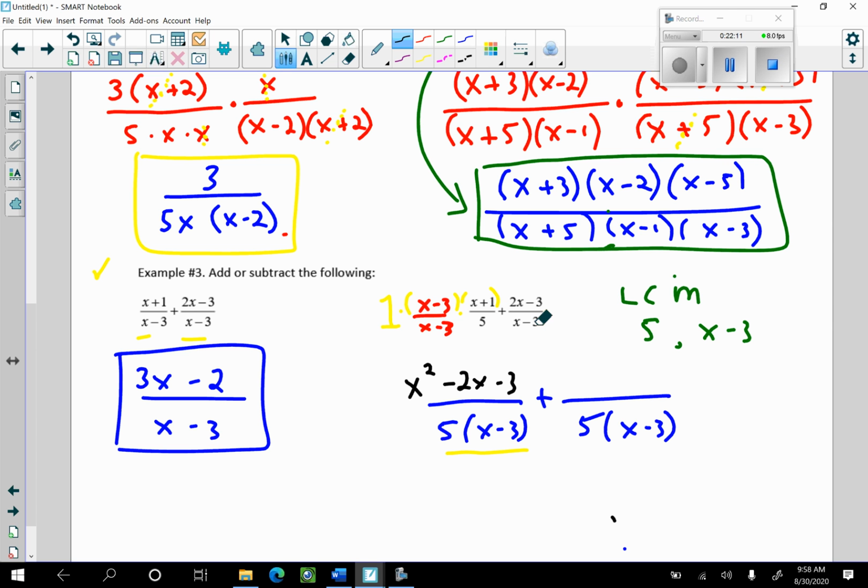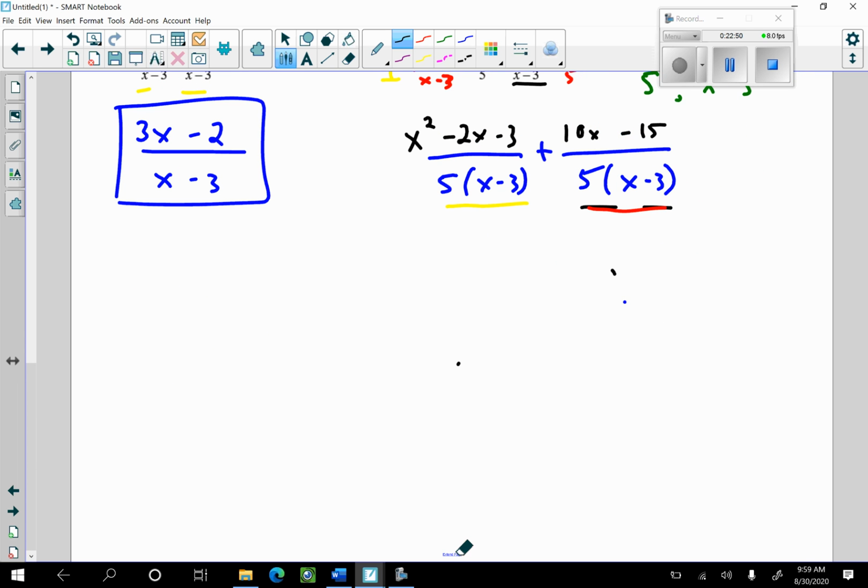Now I have to change this dude right here to a 5 times x minus 3. What am I going to multiply by? A 1 in the form of 5 over 5. So I'm going to multiply this guy by 5 over 5. I'm not going to multiply out the bottom. I'll just leave it like that. But if I multiply out the top, I can't forget to multiply 5 to both terms using the distributive property. So this is going to be 10x minus 15.